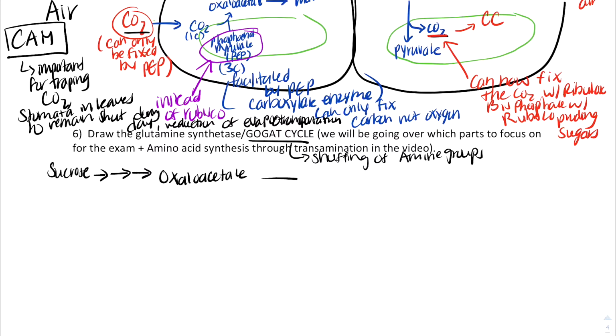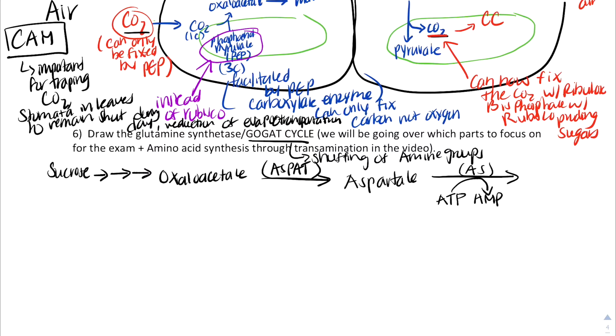Okay. And then through aspartate, which is the enzyme that we're using for this specific step, we make aspartate. And then we use asparagine synthetase, which is denoted as AS. And in this step, we use ATP, which makes AMP plus pyrophosphate, and that makes asparagine. So this is one pathway from the GOGAT cycle that's really important.